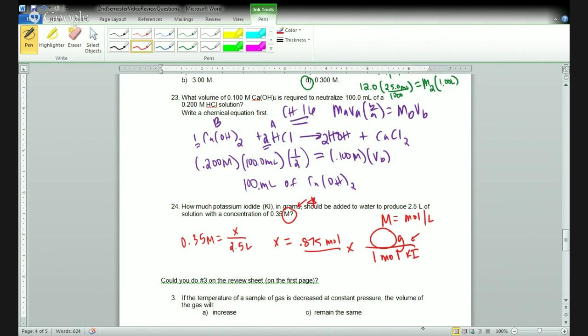So I hope that that's helped you understand how to figure out what equation to use in your solution section tomorrow. The next question I got is, can you do number 3 on the first page?